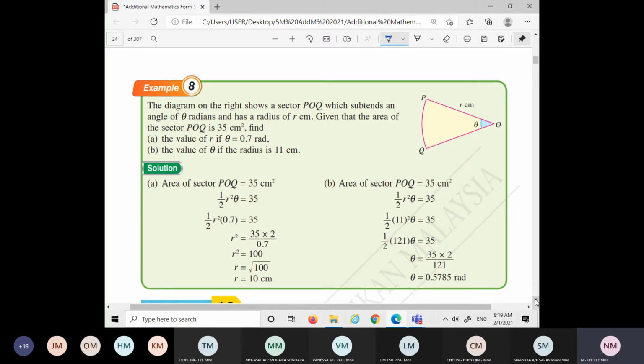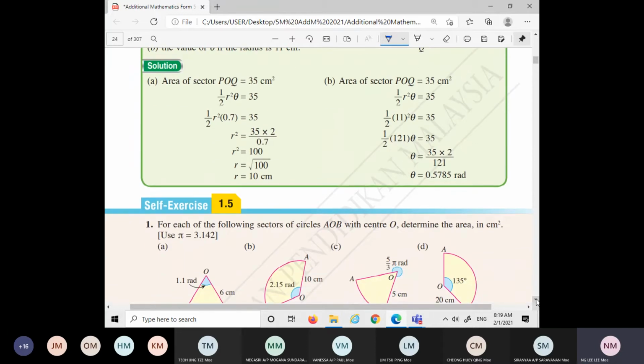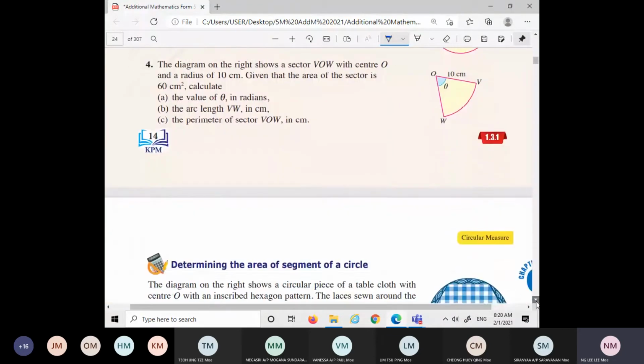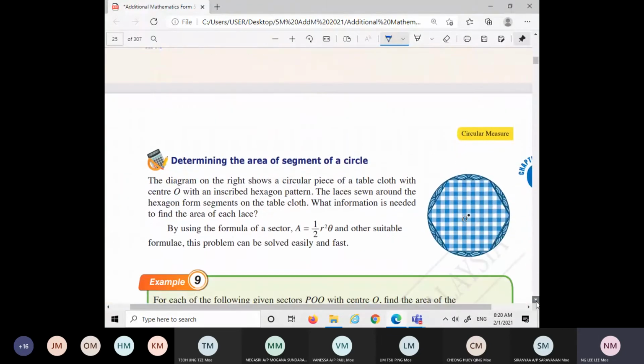Okay, so we go to the next. This one will be your homework today. Go down. Now we come to segment. Just now was sector, now we come to segment.